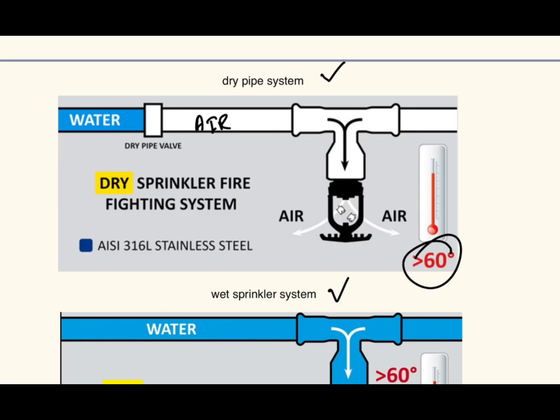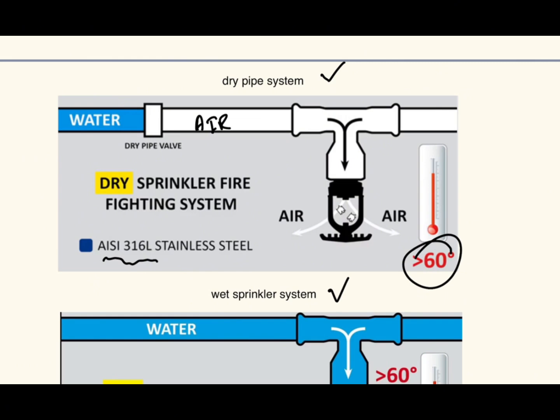As you can see in this diagram, the material is AISI 316L stainless steel. It is resistant, strong, and durable, suitable for harsher environments, right? So it is good for freezing environments, right? That is an important point which we need to understand, and I think that would be sufficient for the CISSP exam.